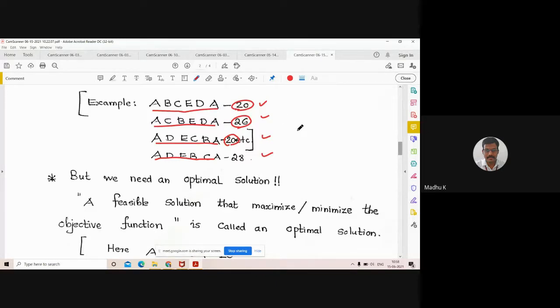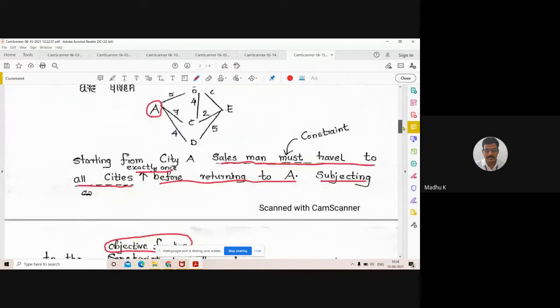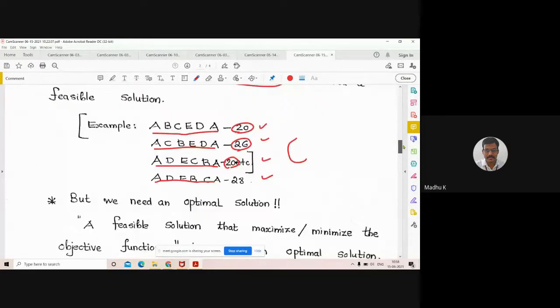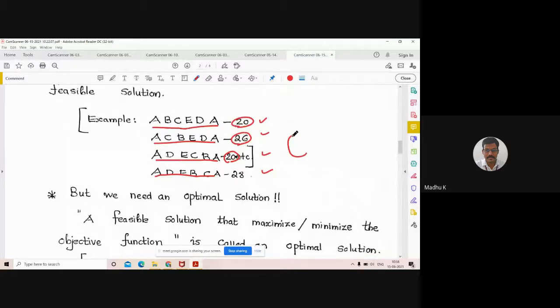What is the constraint here? I'm writing just C. C means constraint. This is the constraint in this problem: a salesman must travel to all cities exactly once before returning to A. There exist multiple solutions that satisfy this constraint. These are called a set of feasible solutions. But we need to find an optimal solution from this.